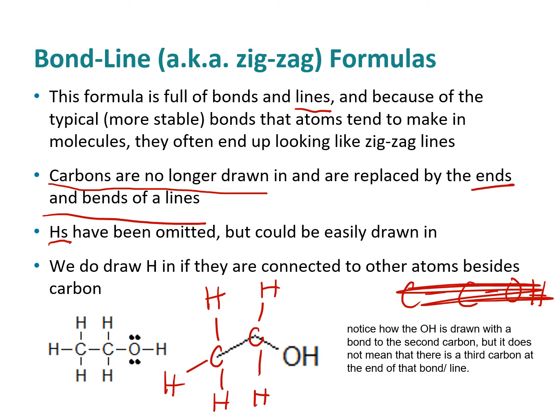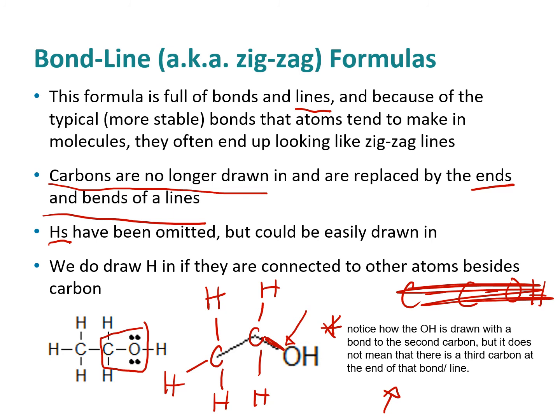And over here we have a carbon bonded to an O. Now here is a little note that I think is super important, so make an asterisk. Notice how OH is drawn with the bond to the second carbon, but it does not mean that there is a third carbon right there at that end of that bond line. It just means that carbon is directly bonded to oxygen, as shown on this structural version of this same molecule.